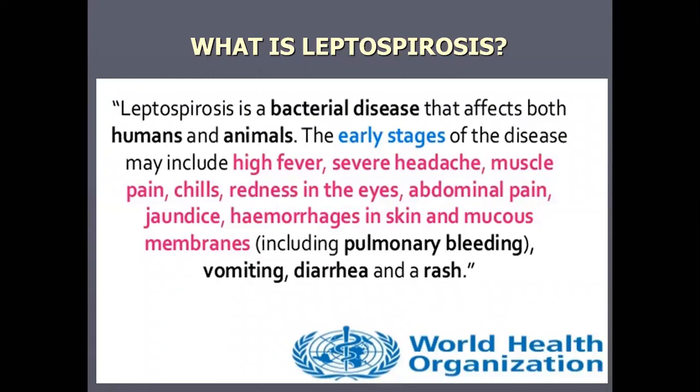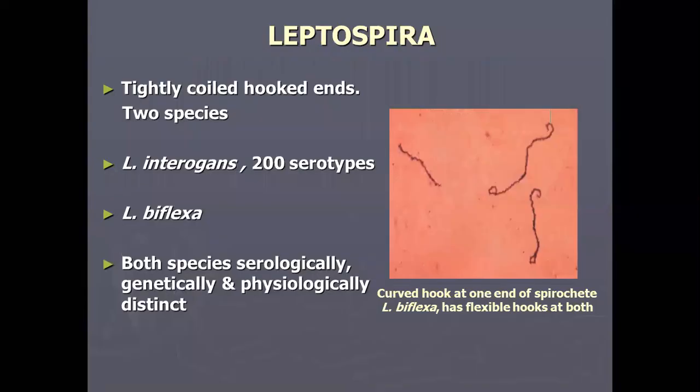Swimming pools are sometimes contaminated with urine, and swimmers can really get this infection. Cases have been reported, even epidemics. Now, the important species of Leptospira is Leptospira interrogans. This is a tightly coiled microorganism, and it is curved at one end. If you look at this, the organism is curved at one end.